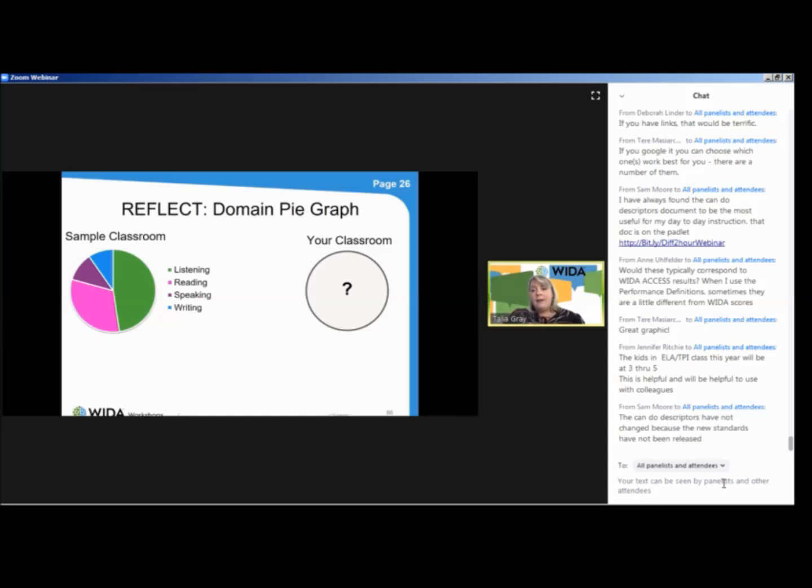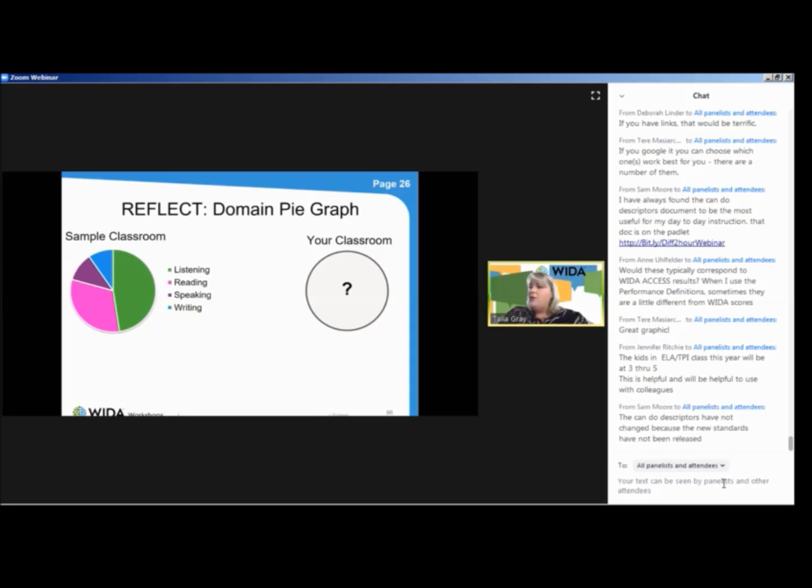So sometime after the webinar is over, when you are looking at page 26, put down what your classroom looks like. What does your classroom look like right now? Put that down on here. And then I want you to draw another circle on this page and think about what the ideal classroom would look like. So this is a chance for you to go back and reflect later. And I highly encourage you to do that.